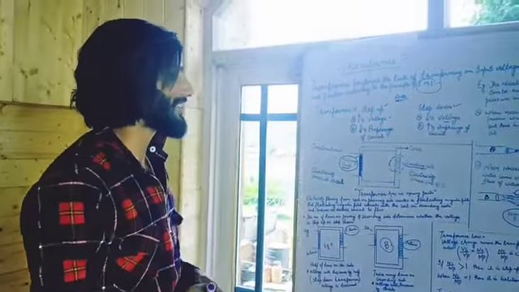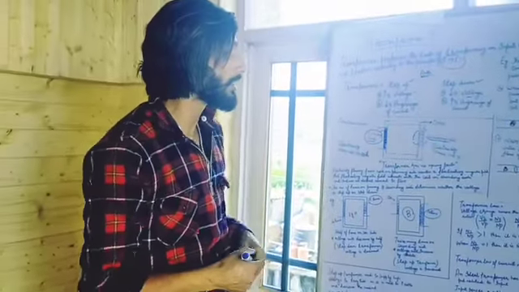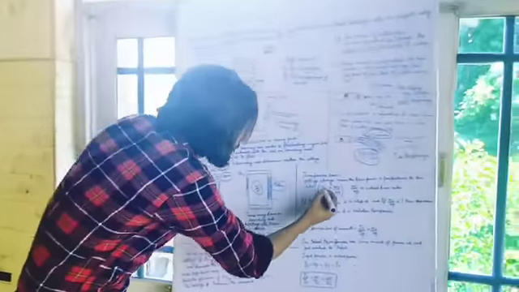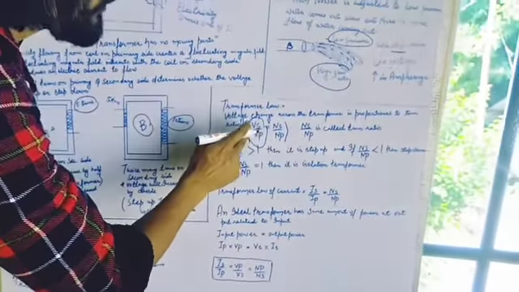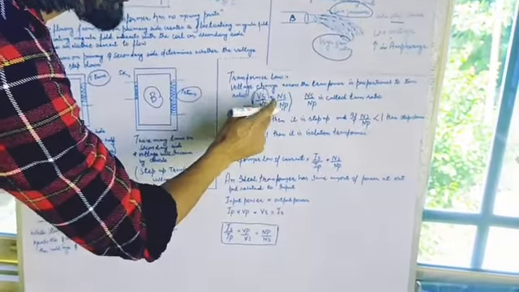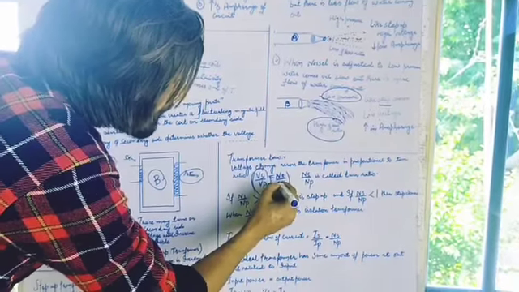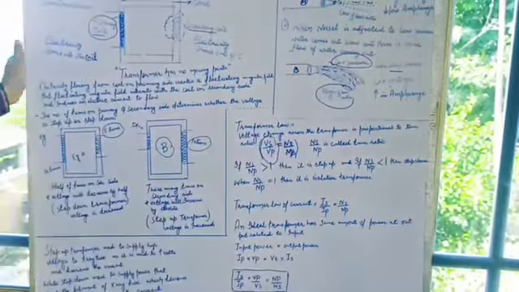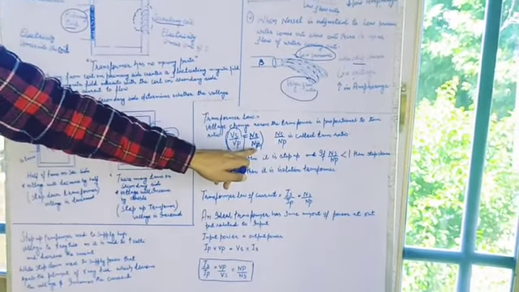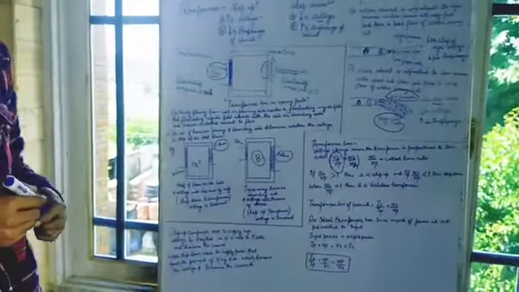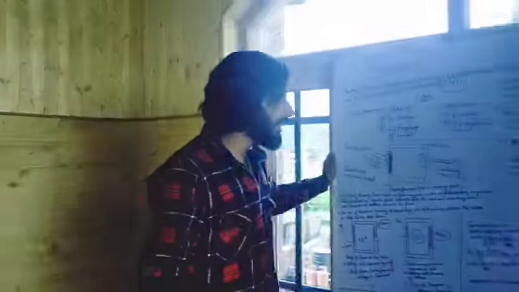The law of the transformer states that the voltage change across the transformer is proportional to the turn ratio, that is, Vs divided by Vp, the voltage across the secondary coil divided by the voltage across the primary coil, is equal to Ns divided by Np. That is the number of turns of the secondary coil divided by the number of turns of the primary coil. And this ratio Ns divided by Np is called the turn ratio.